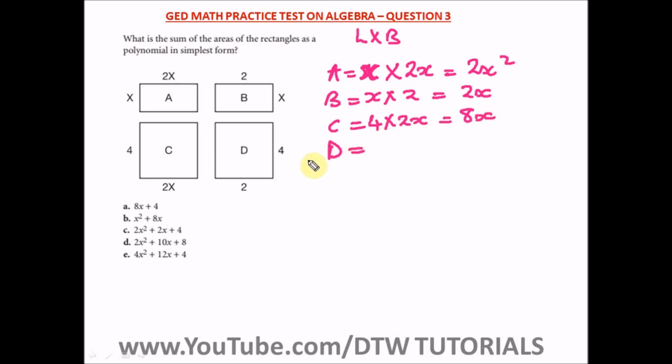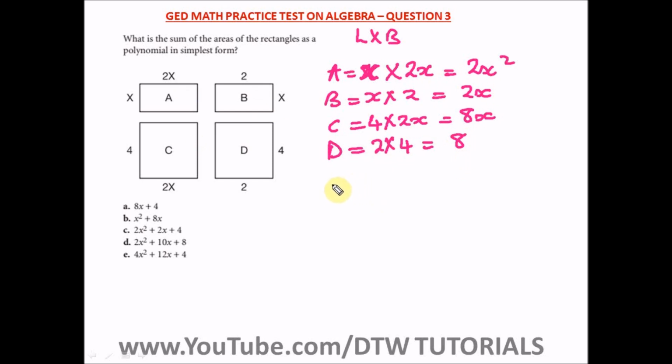So what's the area of rectangle D? We just have a 2 and a 4. So that's 2 times 4, which gives us 8. The question says, what is the sum of all the areas of this rectangle? So we're just going to add the sum of all the areas.